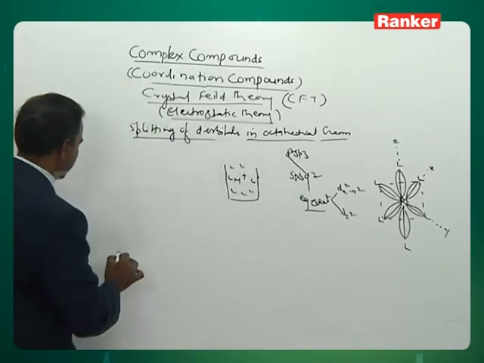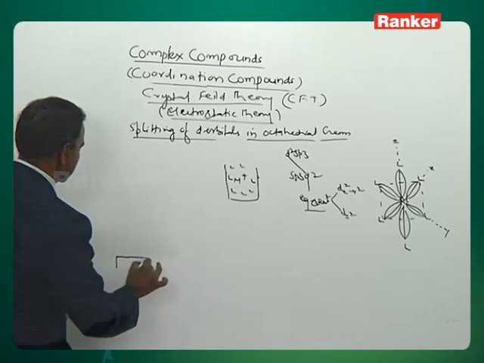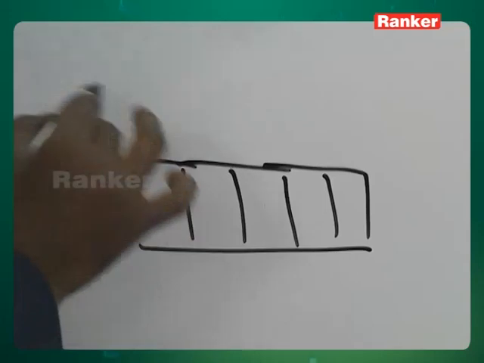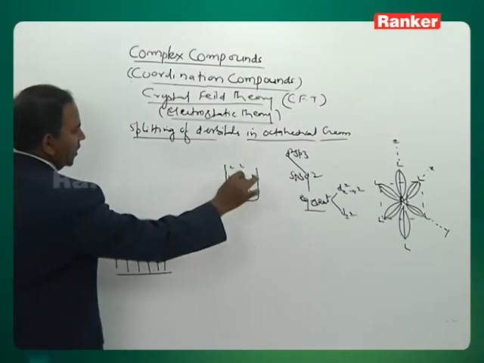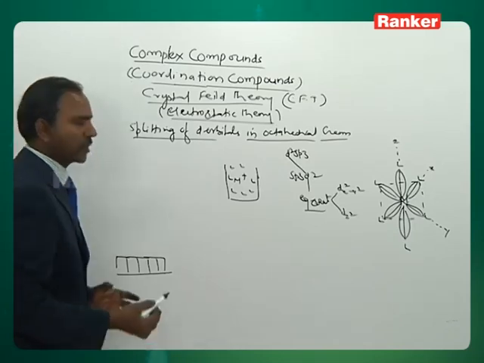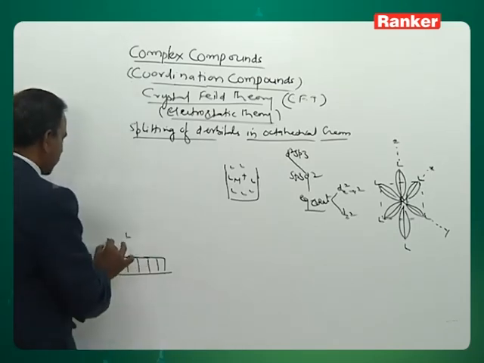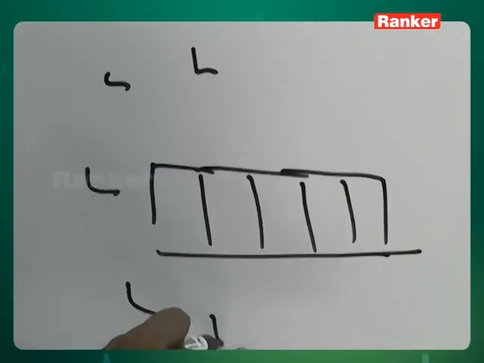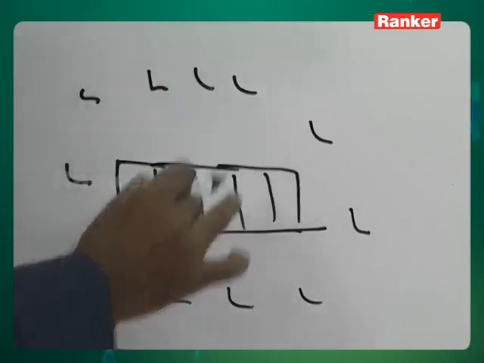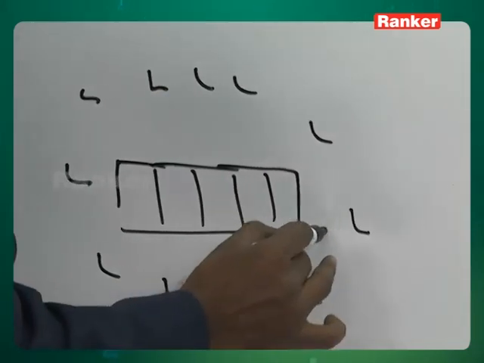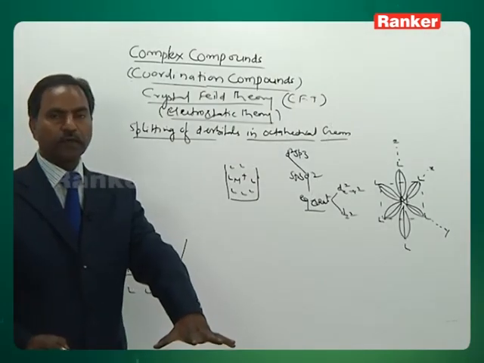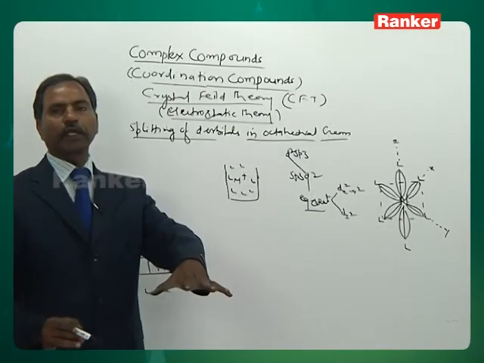So I am writing like this, you see, the 5 d orbitals under the influence of these ligands from all the corners, from all the axes. These ligands approach this metal ion like this in a spherically symmetric geometry. By this, all the 5 d orbitals experience the same repulsion, and their energy increases. The 5 d orbitals under the influence of ligands just increase their energy.